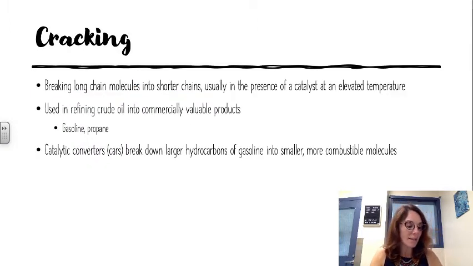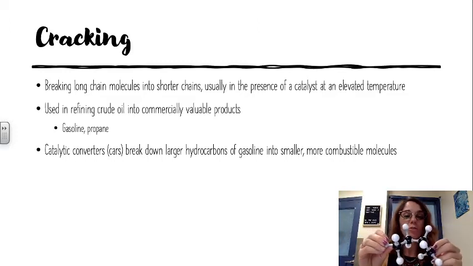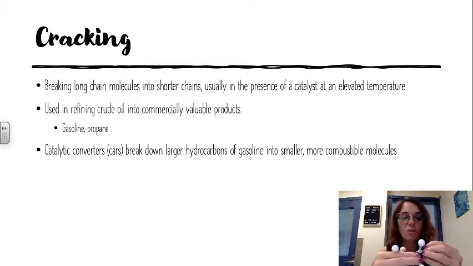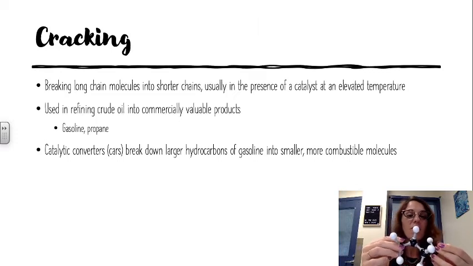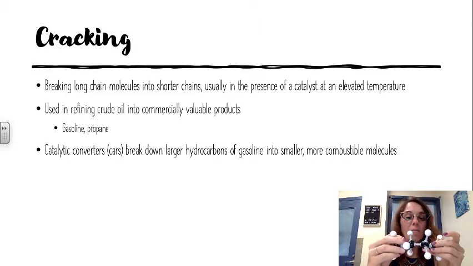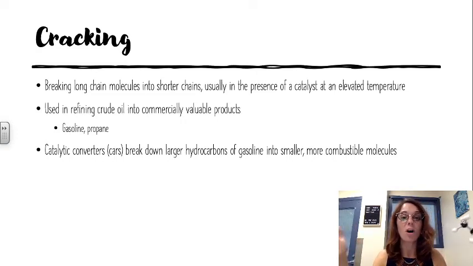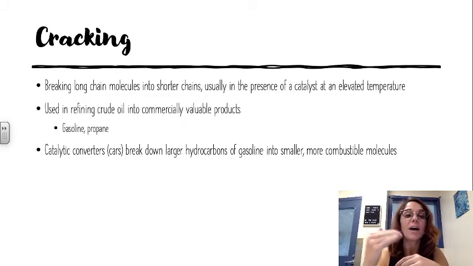Now, alkanes can also go through an industrial process called cracking. And essentially what cracking is, it takes a very long hydrocarbon. So this one's not very long. This is only 4 carbons. But let's say we've got a hydrocarbon that is made up of hundreds of carbons long. That is very difficult to react. So what cracking does is it takes this very long hydrocarbon and it breaks it into shorter chains using a catalyst at a very high temperature.